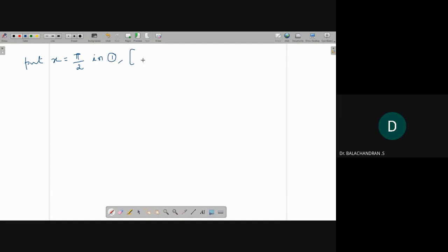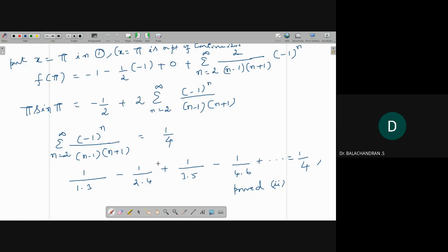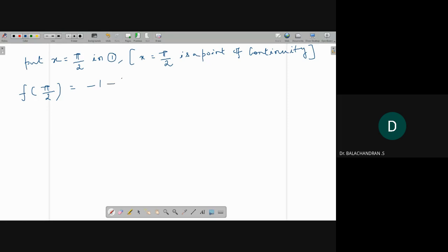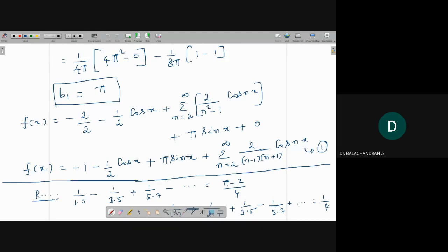So now, x equal to pi by 2 is a point of what? Point of continuity. So now the sum of the Fourier series is equal to f of pi by 2, which is equal to minus 1. Cos pi by 2 is 0, so minus 1, minus half into 0, plus pi sine pi by 2, which is 1, so pi into 1.